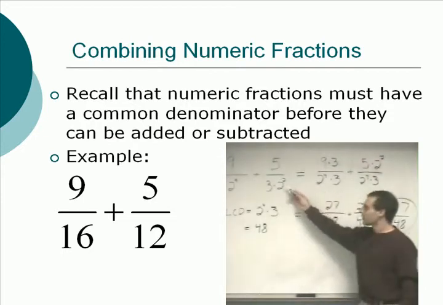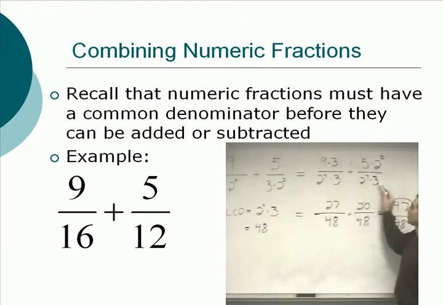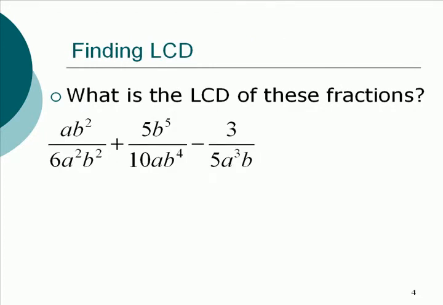We factor to establish what the LCD is, and then we supplement each denominator so that we have the LCD, a common denominator, and then we can add. That's what we're going to do with algebraic fractions. Now, all we want to do here is figure out the LCD. We're not going to add these yet. All we're going to do is look at this expression and determine what the LCD is.